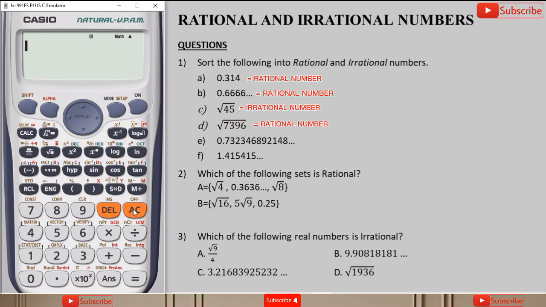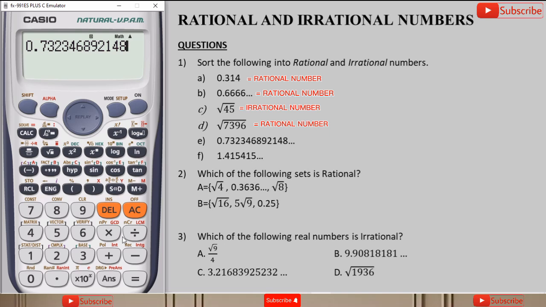Let's move on to E. E, we have 0.732346892148, and there's a 3 dots attached to it, which is telling us that this particular number moves up to infinity. So I input exactly that into the calculator. So we have 0.732346892148. And there's a 3 dots attached to it, which means it moves up to infinity. But there is no way we can predict the next numbers because these are just random numbers. So I have successfully inputted it into the calculator.